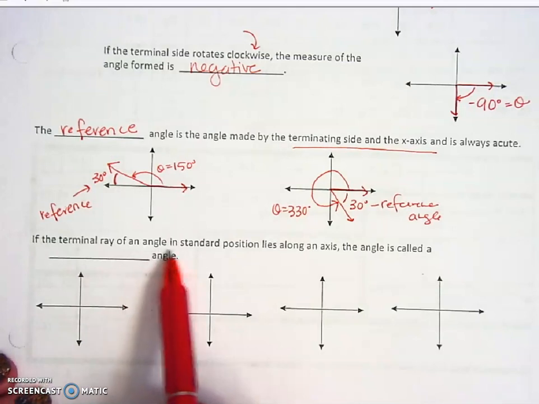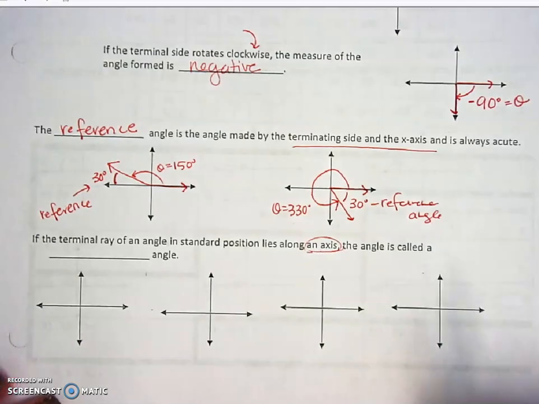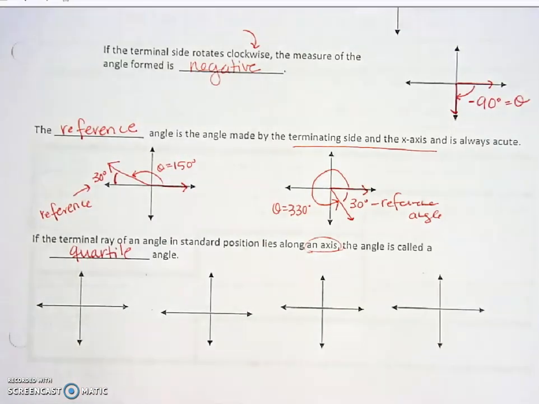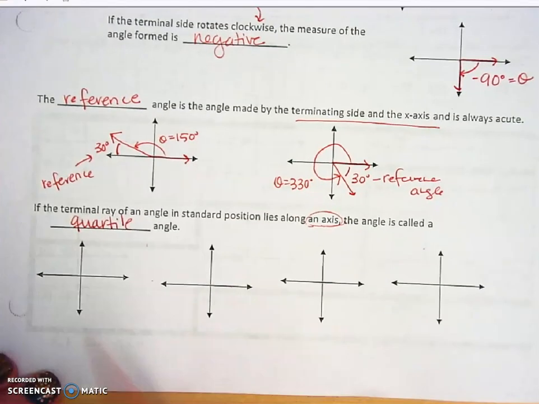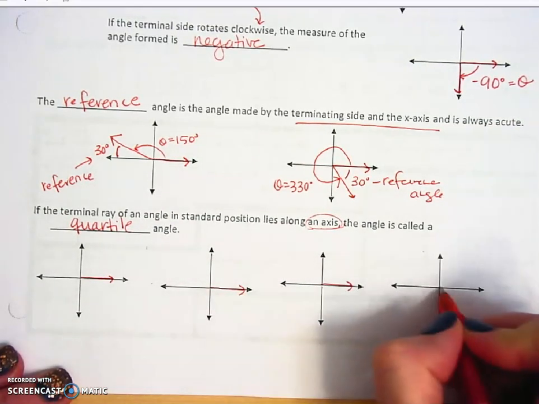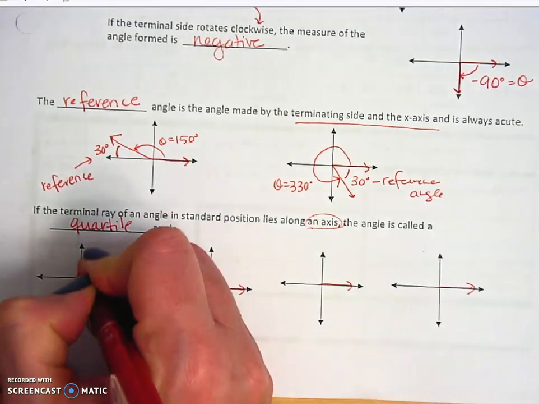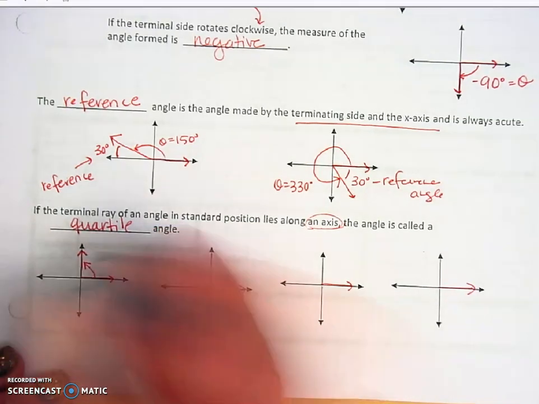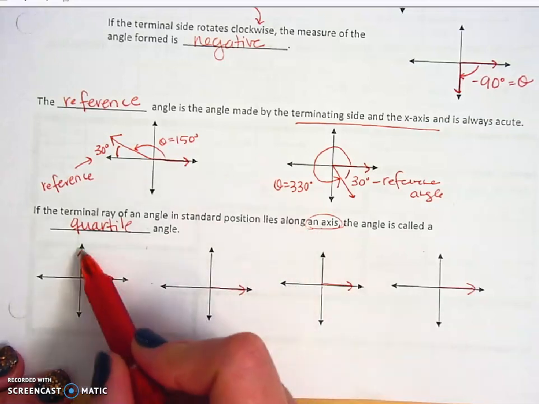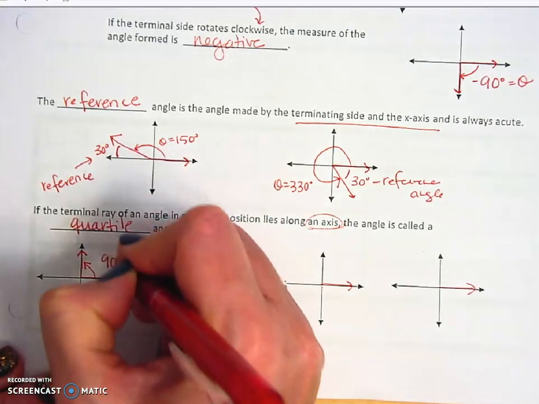If the terminal ray of an angle in standard position lies along an axis, any of the axes, then that angle is called a quadrantal angle. There are 4 different quarters, so there's 4 different ways this angle could go. They all are going to have the initial ray here. Let's say in the first one, the terminal ray rotated to this axis right here. It just has to lie along an axis. So it rotates here, lying along the positive y-axis. This is a quadrantal angle and its measure is 90 degrees.